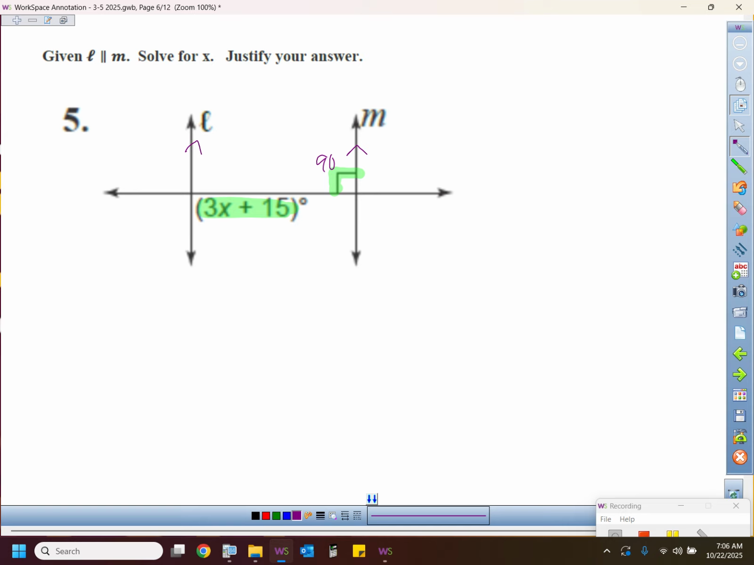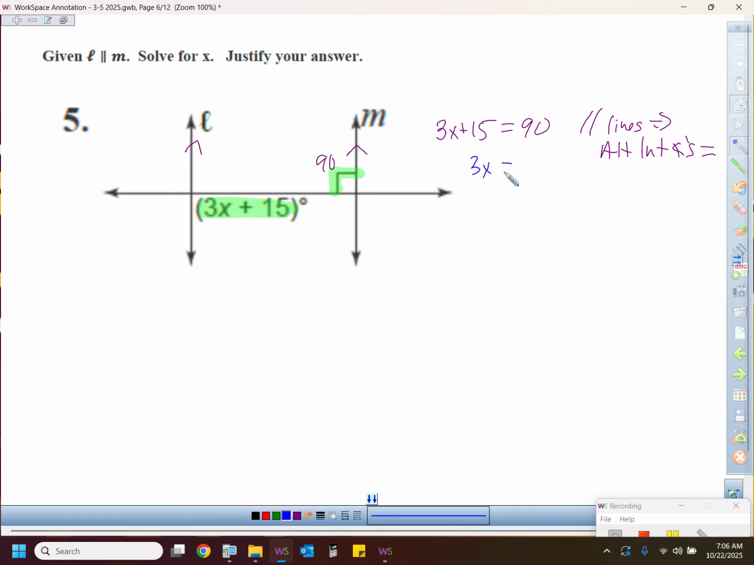So since they're alternate interior angles, parallel lines means that alternate interior angles have to be the same. So I'll say 3x plus 15 is going to be the same as 90 because parallel lines implies alternate interior angles equal to each other. And then I'll solve for x. So 90 minus 15 is 75. Divide by 3, and that'll give me 25.